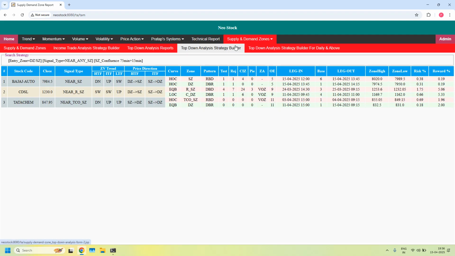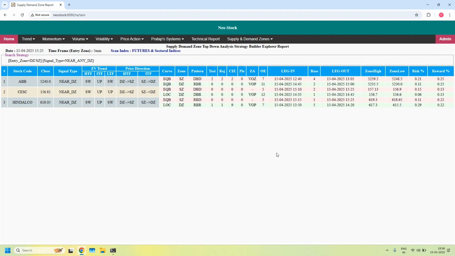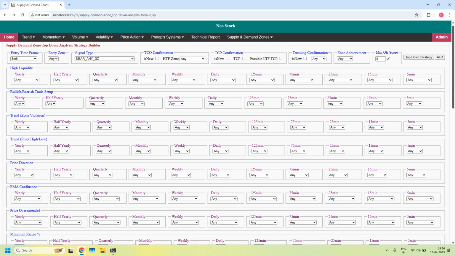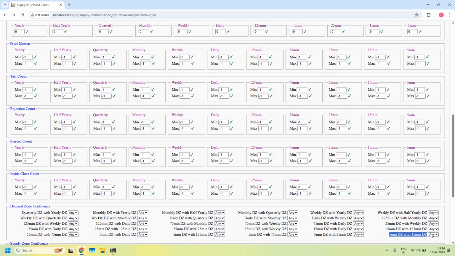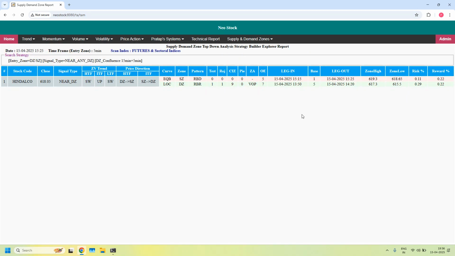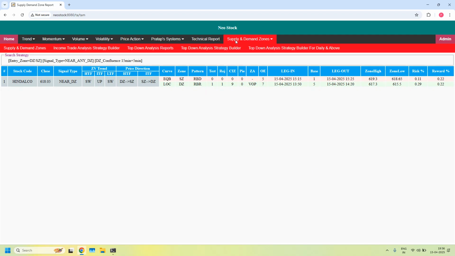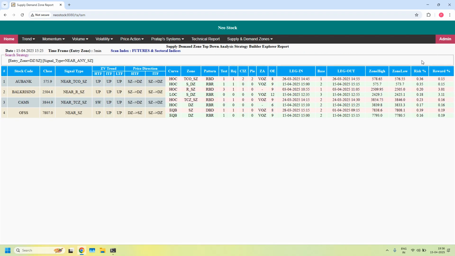Next time frame is 5 minutes. Stocks near 5 minutes demand zone, we got 3 stocks. Let's filter based on the demand zone confluence, that is 5 minutes and 15 minutes demand zone confluence. 1 stock is filtered. Okay, next for 5 minutes time frame, stocks near to the 5 minute supply zone, we got 4 stocks.